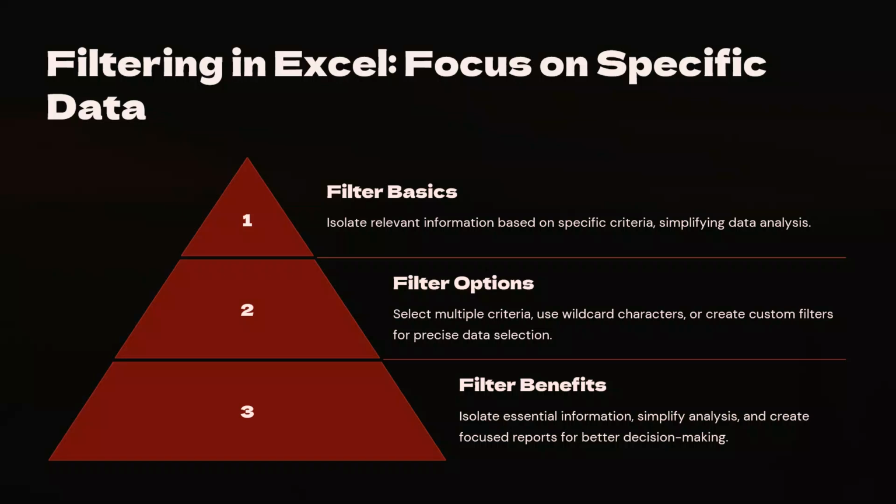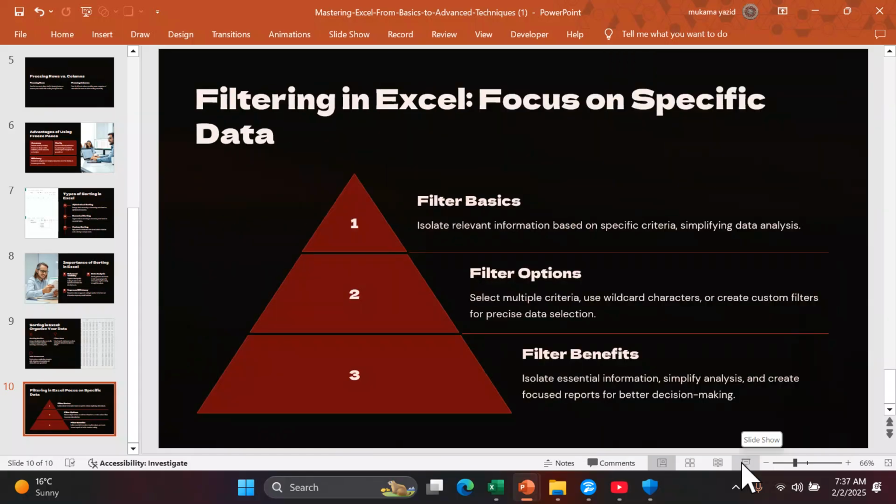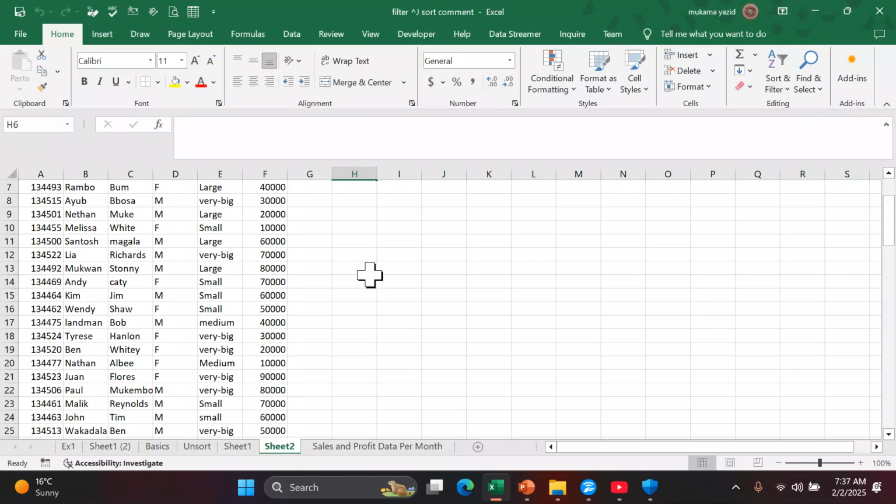Then the benefit, the importance of filtering, is to isolate essential information, simplify analysis, and create focused reports for better decision making. So when you pull out specific information from a large set of data and present it, it can help you make a decision for business. So let us go to our Excel and see where we find the filter and how to apply filter.